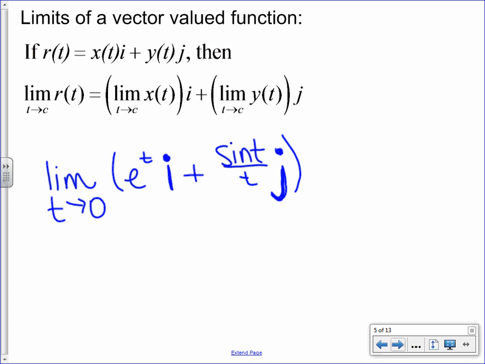So first of all, we can take the horizontal component. What's the limit as t approaches 0 of e to the t? 1. So we have 1i. Plus, what's the limit as t approaches 0 of sine of t over t? 1. So we have 1 times j.